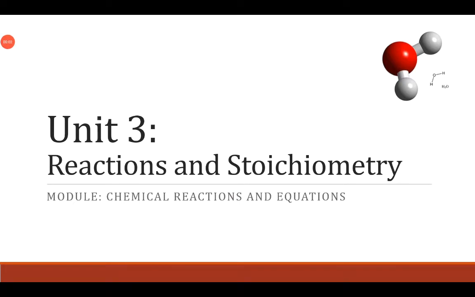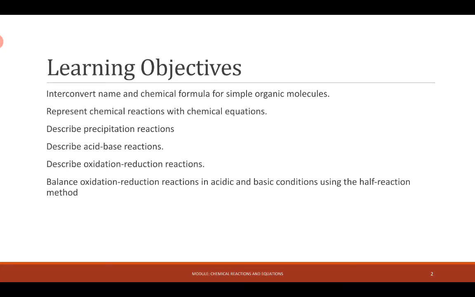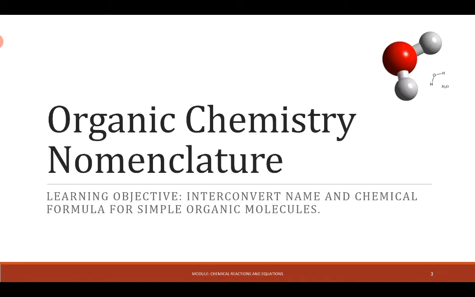This is the first video for Unit 3, Reactions in Stoichiometry. This module will focus on chemical reactions and equations. The learning objectives for this module include interconverting names and chemical formulas for simple organic molecules, learning how to represent chemical reactions using chemical equations, describing precipitation reactions, acid-base reactions, oxidation reduction reactions, and learning how to balance oxidation reduction reactions in acidic and basic conditions using the half reaction method.